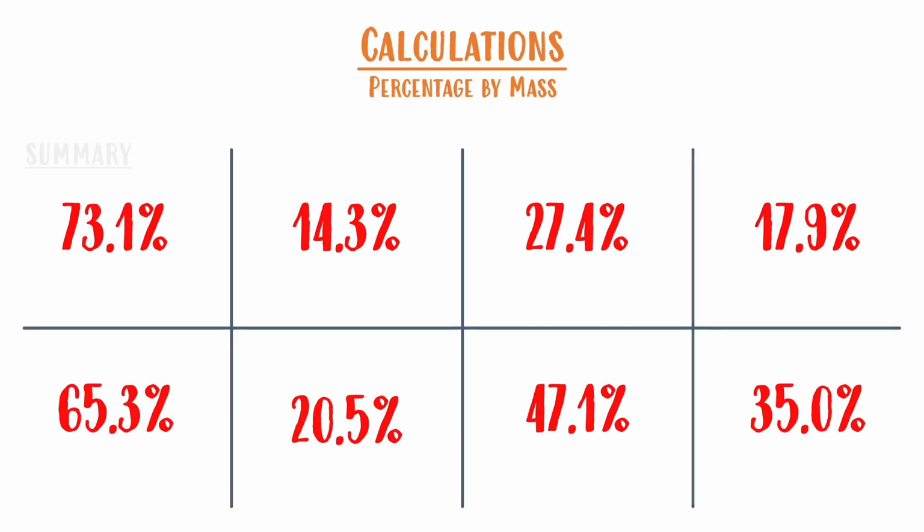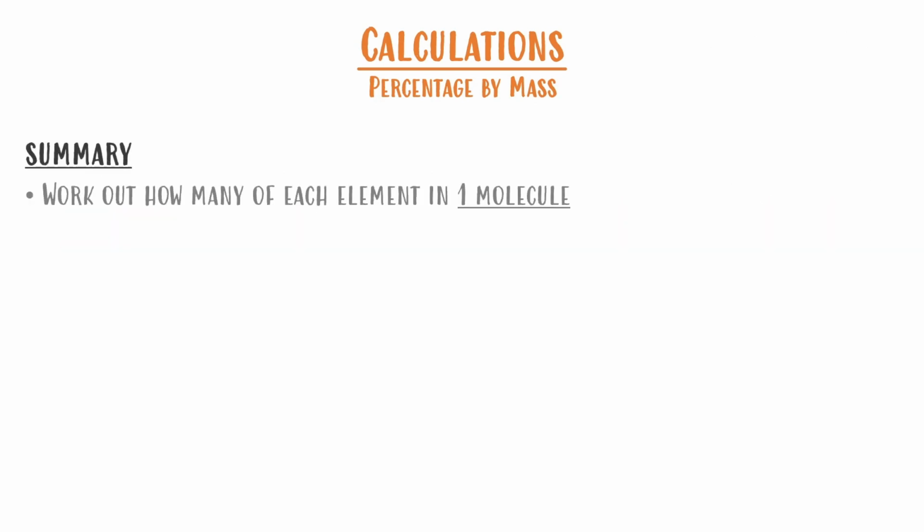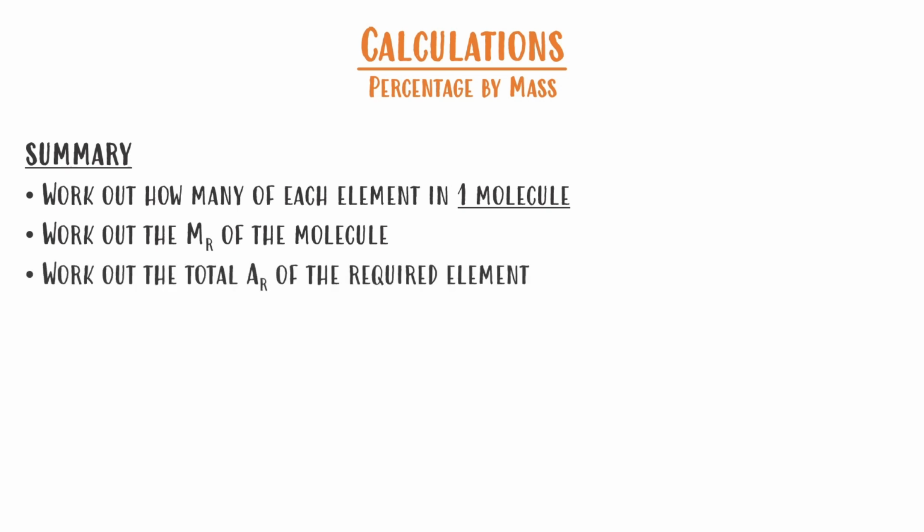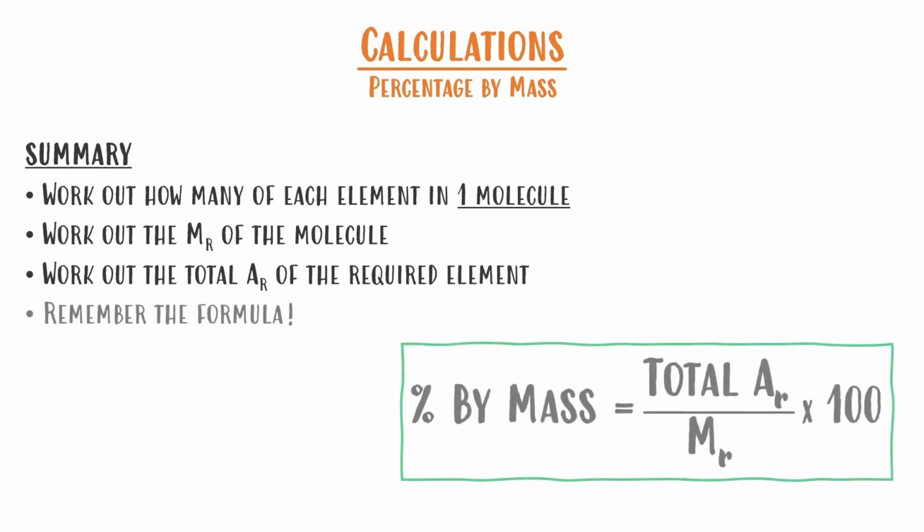Okay, so let's summarize. We need to work out the number of each element within one molecule. We then work out the MR of the entire molecule, and then work out the total AR of the required element. And this is all of the ARs of that particular element. And lastly, we need to remember this formula. It's not always given to you in an exam.